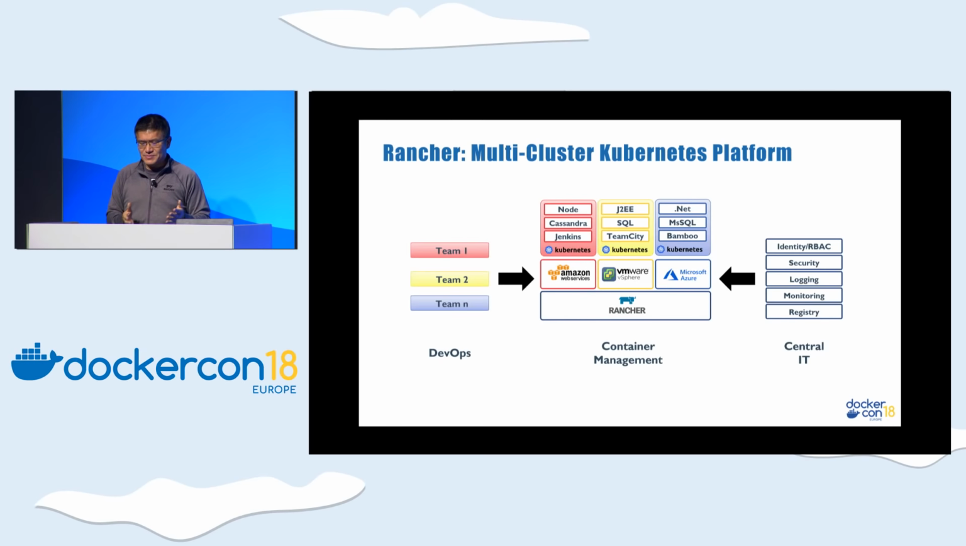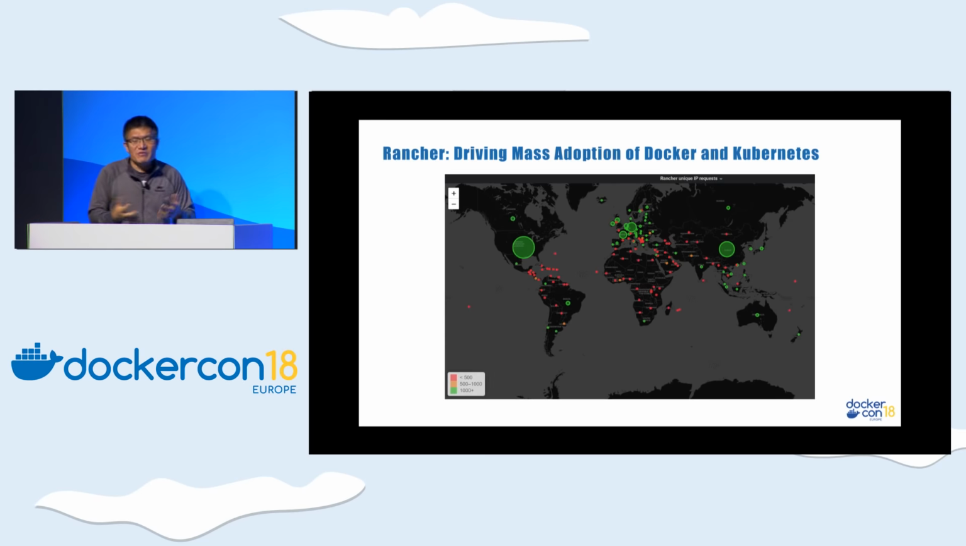And really what Rancher ends up being is this platform that manages all that underlying infrastructure coming from the cloud, and then enables the DevOps organization to deploy their applications on the infrastructure platform they prefer, with the technology stack they choose, and IT to have centralized control. And we've been very successful.